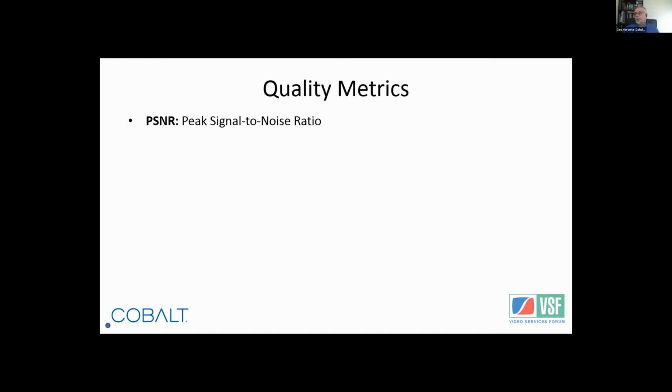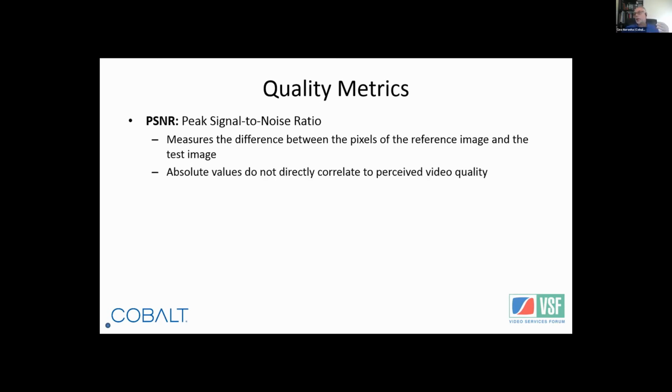The first thing you can do is PSNR, peak signal to noise ratio. That's what the industry uses. It's just the difference between the pixels, but the absolute values of PSNR do not directly correlate to perceived video quality. But that's the simplest one, and we always start with PSNR. Then we have PSNR DE100, which is PSNR of the mean absolute delta E 2000 metric, referred to 100 nit luminance. There's a lot of literature showing that this is a good measure to use.